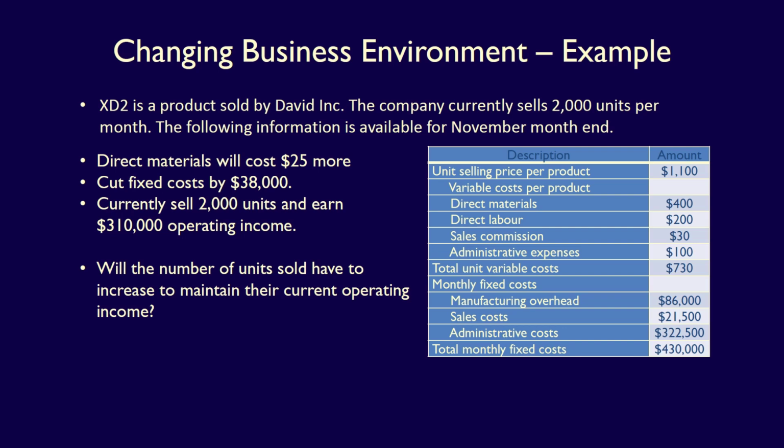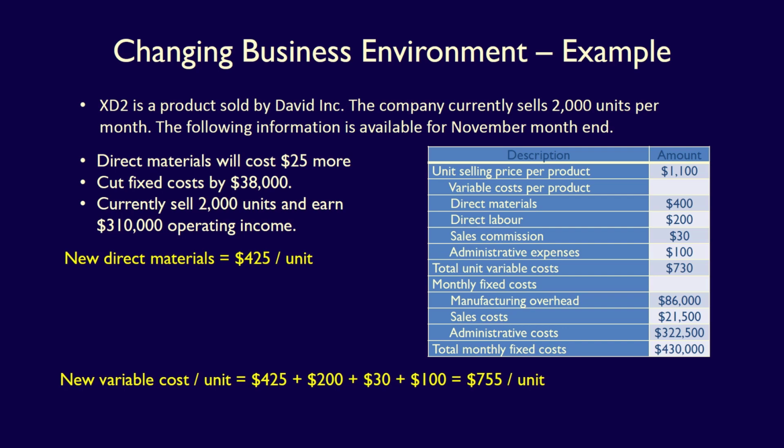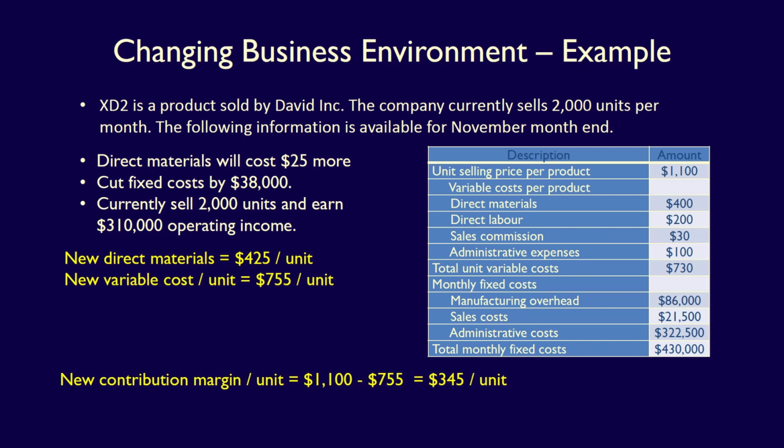Before we do any calculations, we have to determine the new costs. Direct material costs will increase by $25, so direct materials will increase from $400 per unit to $425 per unit. Total variable cost per unit will now equal $425 plus $200 plus $30 plus $100, which equals $755 per unit. We also need the contribution margin per unit, which is the sales revenue per unit of $1,100 less the updated variable cost per unit of $755 for a contribution margin per unit of $345.